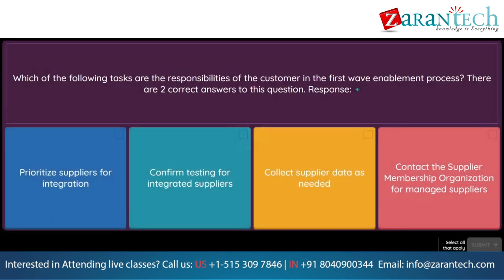Question: Which of the following tasks are the responsibilities of the customer in the first wave enablement process? There are two correct answers to this question. Response: Option 1: prioritize suppliers for integration. Option 2: confirm testing for integrated suppliers. Option 3: collect supplier data as needed. Option 4: Contact the supplier membership organization for managed suppliers.